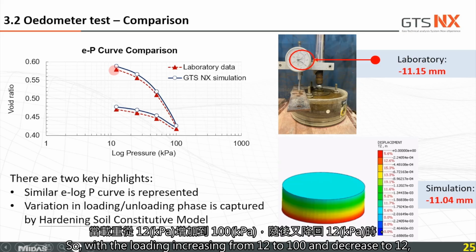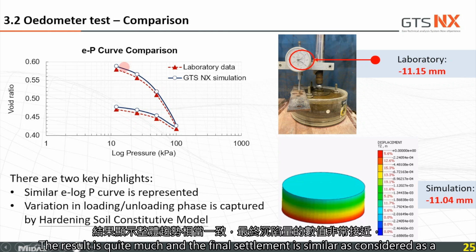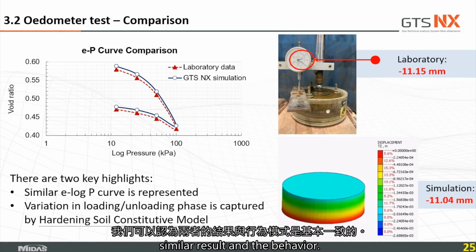The loading increases from 12 to 100 and decreases back to 12, represented by both the laboratory testing and the GTS NX simulation. The results match quite closely, and the final settlement is similar, so we consider it a similar result and behavior.